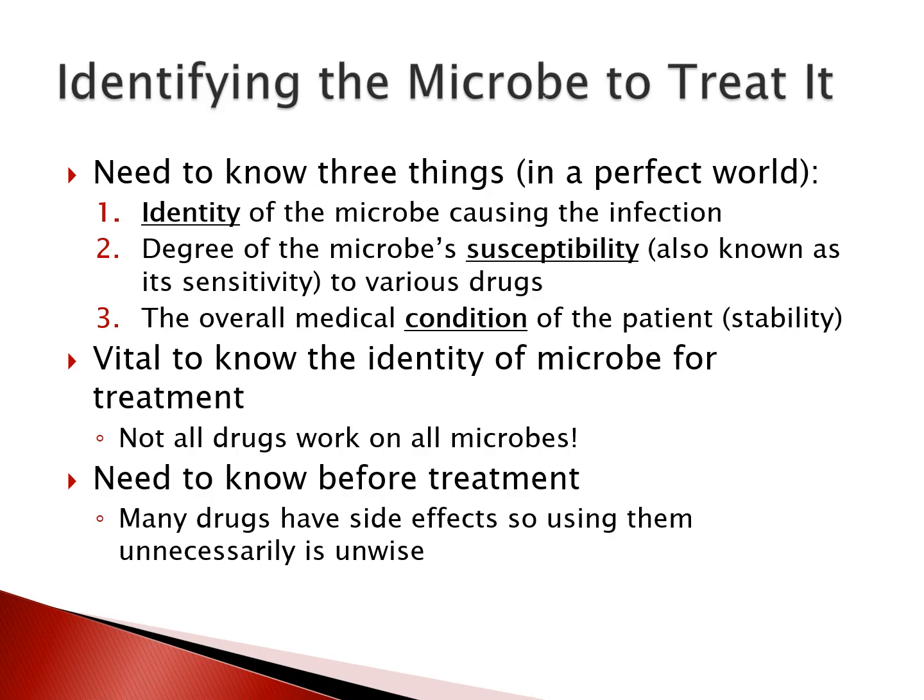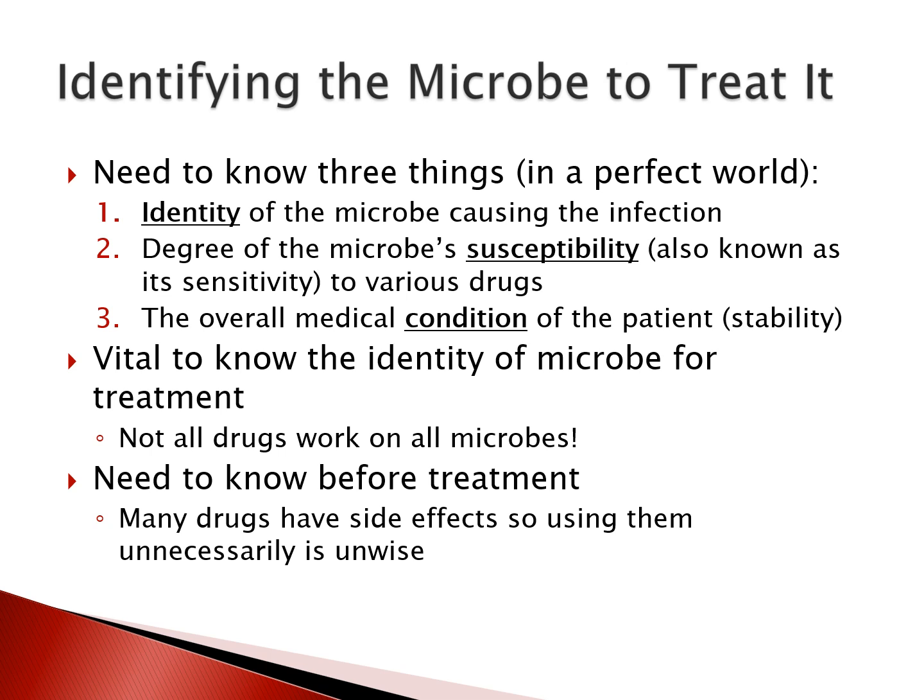In treating an infection within a patient, there are three things that we want to know about the microbe to treat the infection itself. One, of course, is the identity of the microbe causing the infection. The second is the degree of the microbe's susceptibility. This is called the sensitivity, and specifically it's to various drugs or antimicrobials. And then the third is the overall medical condition of the patient, sometimes called the stability. Now, in a perfect world, we would know this information, but it's very rarely ever that perfect where we know all three pieces of information at any given point in time.